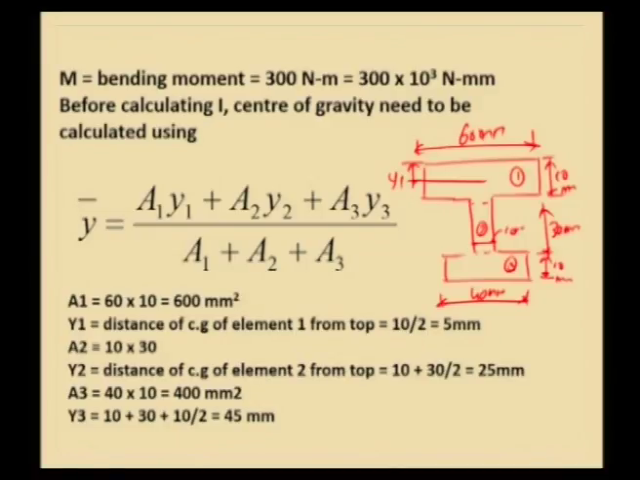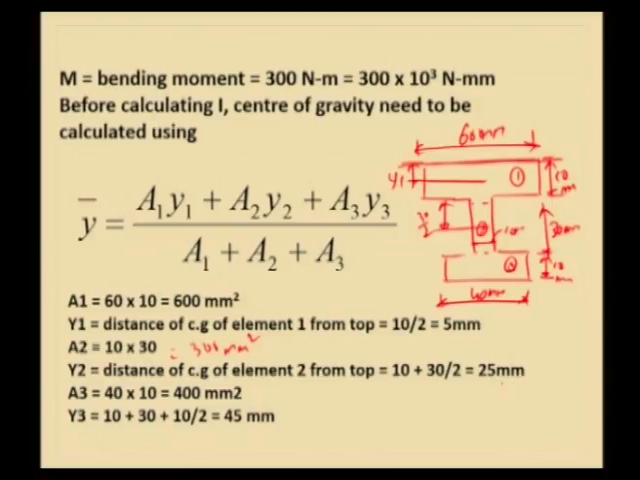So, the width is 10 mm and the depth is 30 mm. So, 10 into 30 is 300 millimeter squared. So, A2 is equal to 300 millimeter squared, and y2 equals the distance of the CG of element 2 from the top. From the top, we already have 10 mm here, and then element 2 will have its CG at 30 divided by 2. So, 10 plus 30 by 2 equals 25 mm.